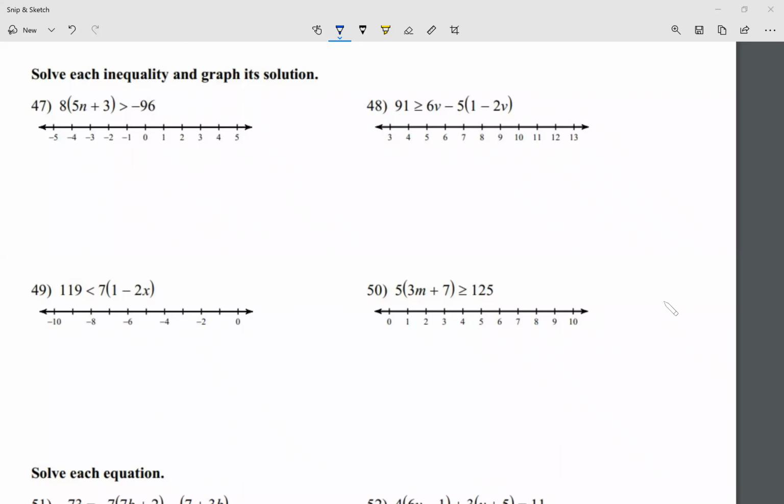Okay, so we saw equations yesterday. So let's take a look at inequalities. Now, two things. Here on my notes, I'm asking you to solve and graph. In your homework, I'm going to ask you to either just solve or just graph. Actually, to graph it, you're going to be able to solve it anyways. You have to solve it. So let's take a look.